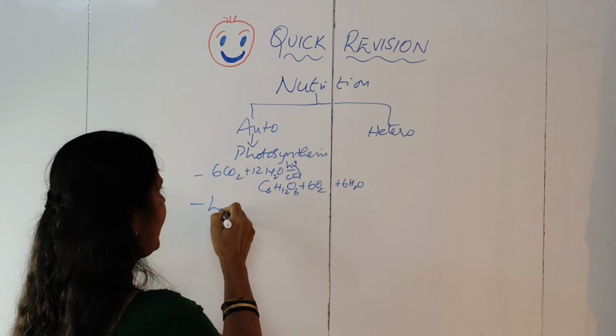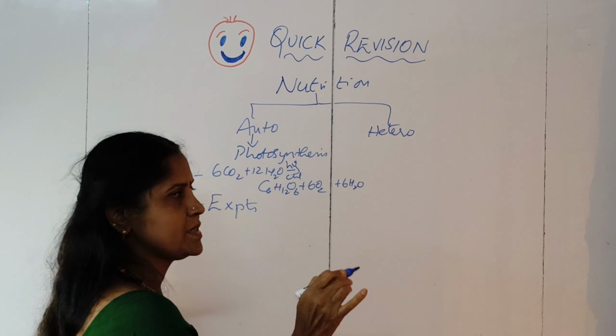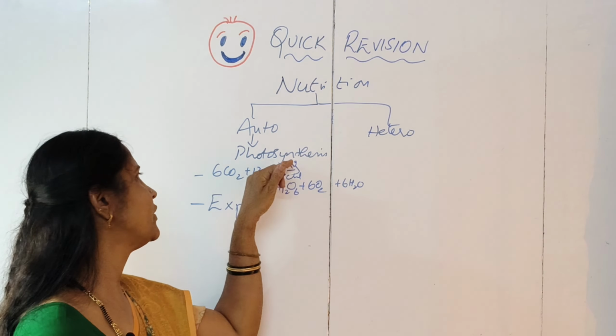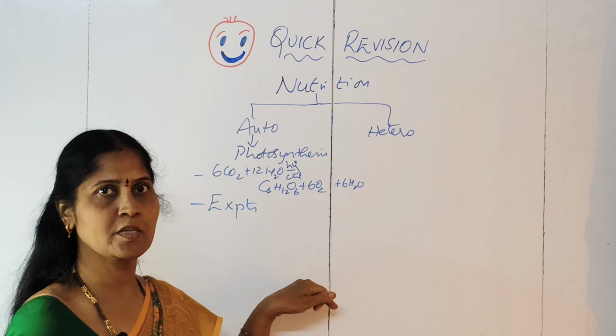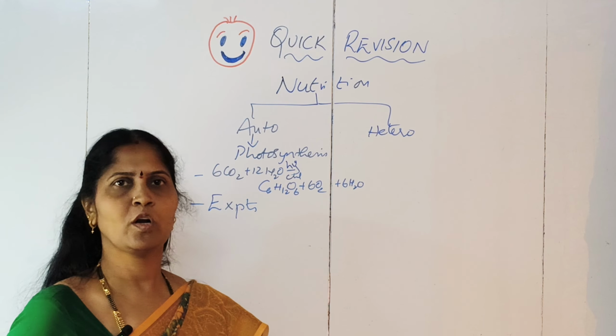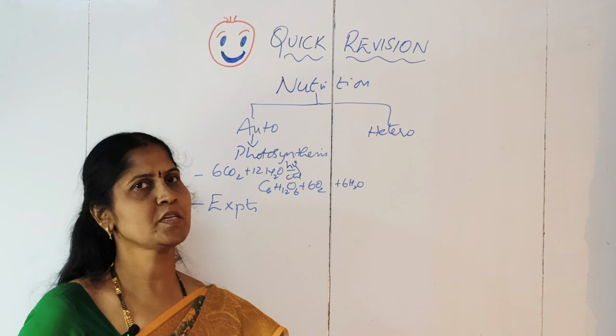And next will be all the experiments. Just memorize all the experiments stepwise. From the equation, you can know that carbon dioxide is involved, so what is the experiment related to that? Light, what is the experiment? Chlorophyll, what is the experiment? All these, and how you can say that oxygen is getting evolved during photosynthesis, all those you can just memorize.